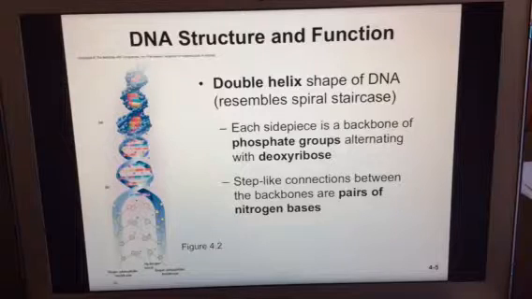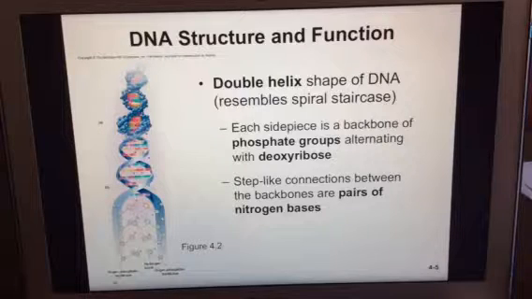And so each strand on the side is alternating phosphate groups and deoxyribose. Sometimes we call this a sugar phosphate backbone. Sometimes it's just called a strand. A lot of times on pictures it will just look like kind of a ribbon, but you have to remember that they are sugars and phosphates alternating.